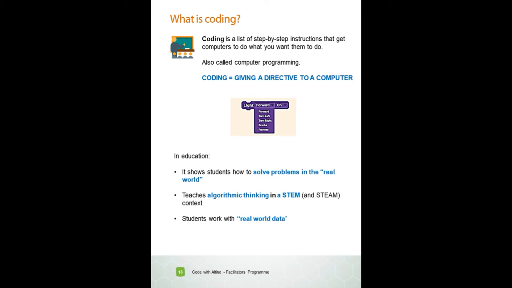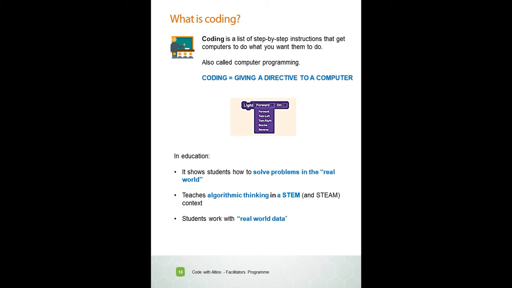So what is coding? Coding is a list of step-by-step instructions that get computers to do what you want them to do. As you know, it's also called computer programming. Or in another way, you may not like to describe it as giving a directive to a computer. So there is an example of a computer programming block from the Scratch language, where you're actually telling the computer to turn its forward light on or its brake light on, for example.